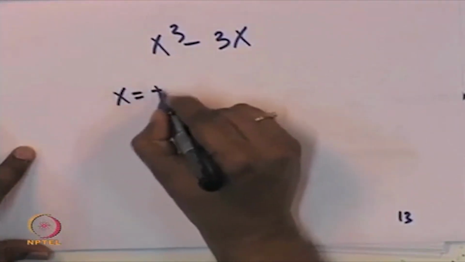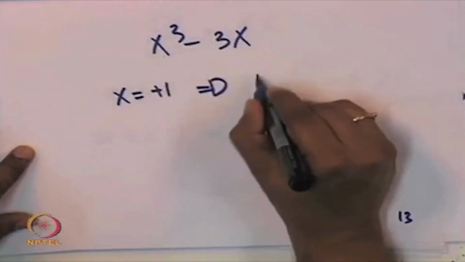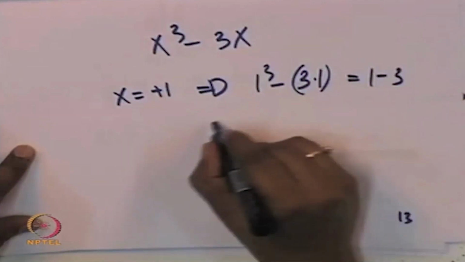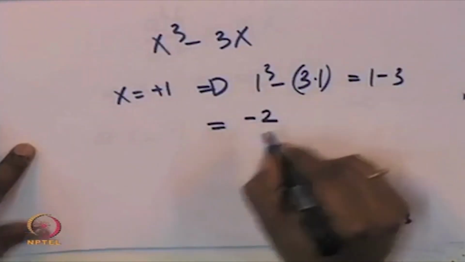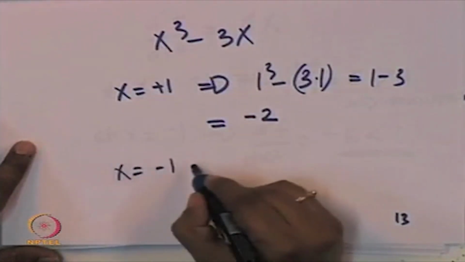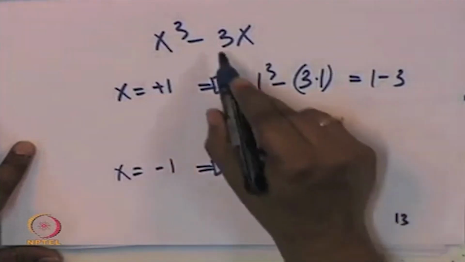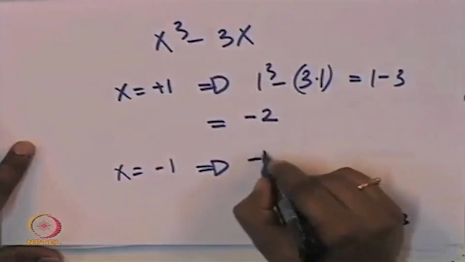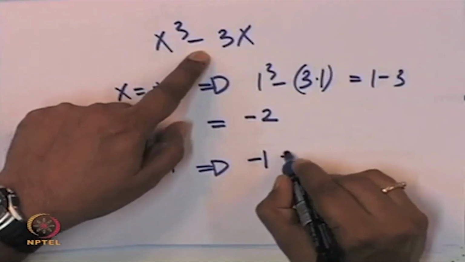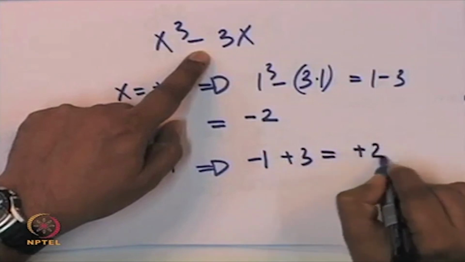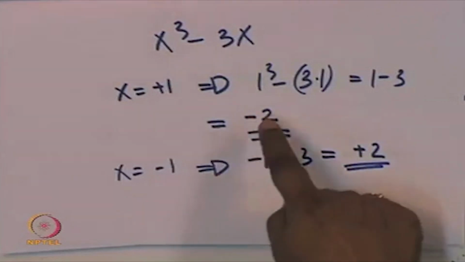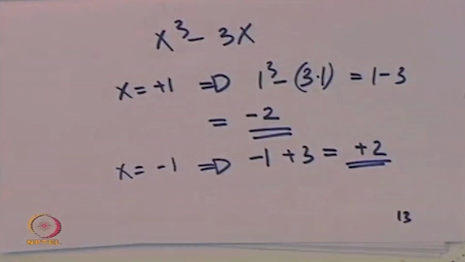So, x equal to plus 1 implies 1 cube minus 3 into 1, which means 1 minus 3, which is minus 2. So, at x equal to plus 1, the function is minus 2. At x equal to minus 1, the function is minus 1 cube, which is minus 1, minus 3 into minus 1, which is plus 3. So, this is plus 2. So, at x equal to plus 1 it is minus 2, and at x equal to minus 1 it is plus 2.